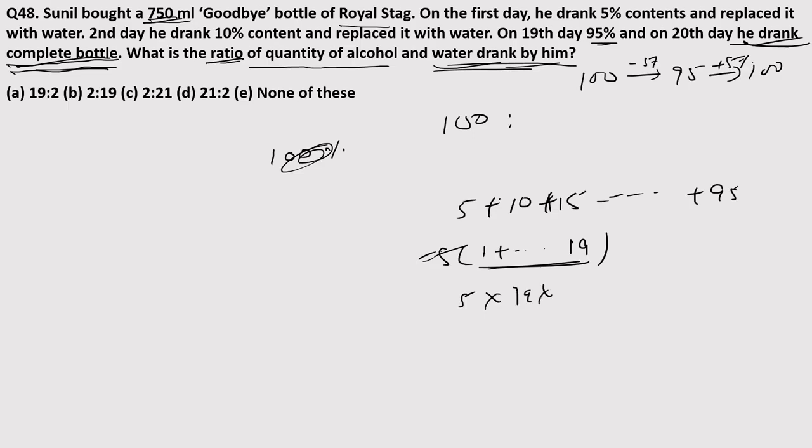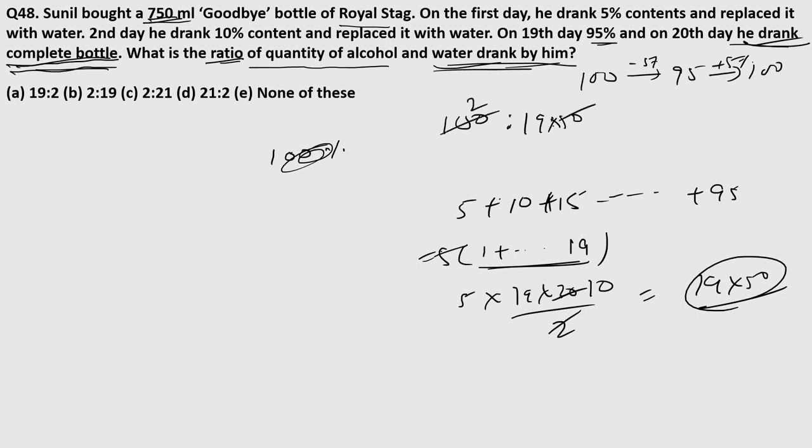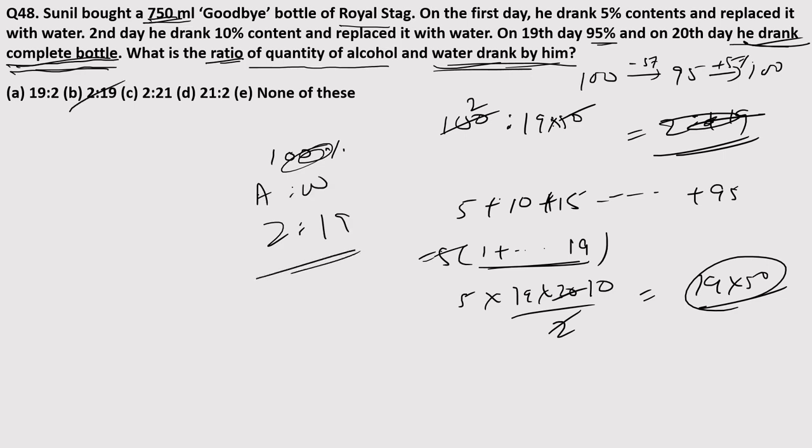So this 19 into 20 by 2, this is 10. This is 19 into 50. So this much water he is drinking. So 100 is to 19 into 50. So the ratio is how much? This is 2 and this is 1. So 2 is to 19. The ratio is 2 is to 19. This is alcohol and this is water. I hope it is clear now, right? This is a simple process to solve, right? Let's move to the next question.